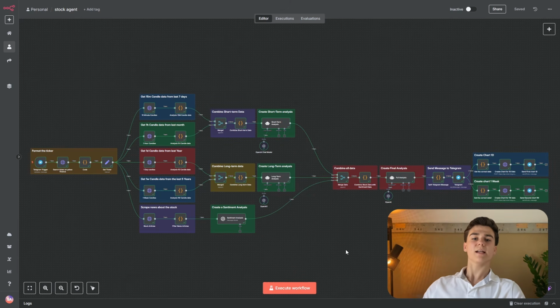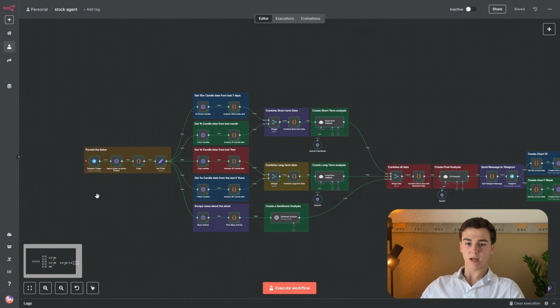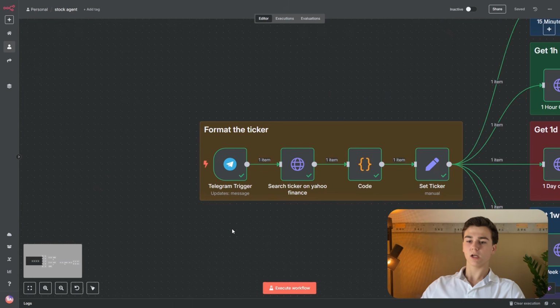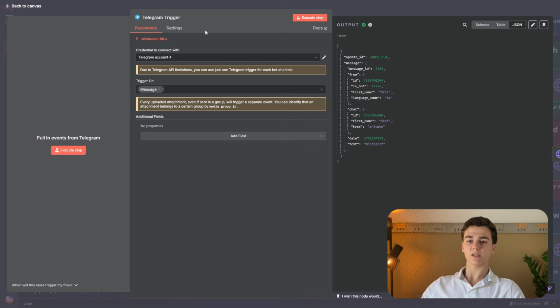Okay, so this AI trading analyst starts with the Telegram trigger, and here we will receive the message. In the Telegram trigger, you will first add your credential, and then you will put the trigger on message so we can receive text messages. Here you can see that the message that we have received was Microsoft, and this was the stock that we have typed in.